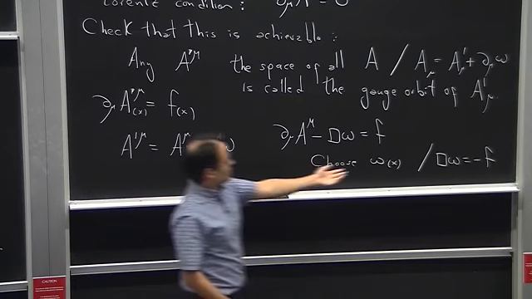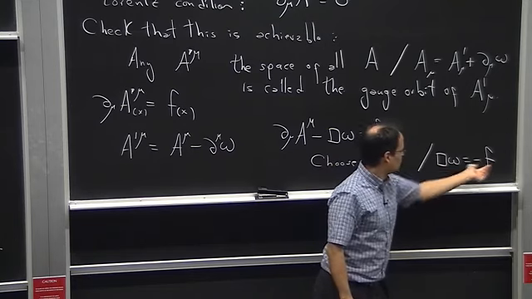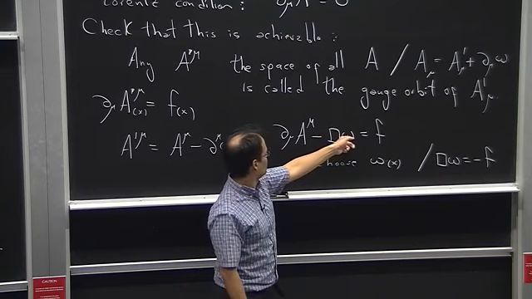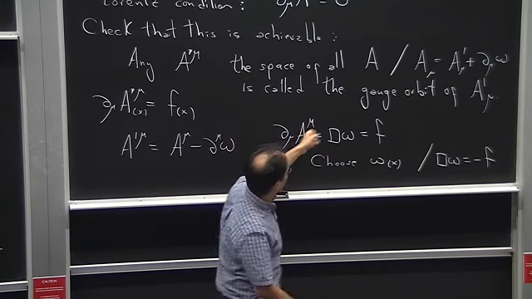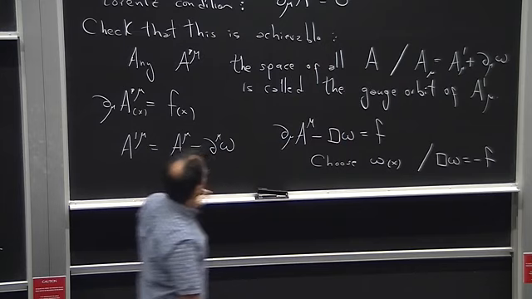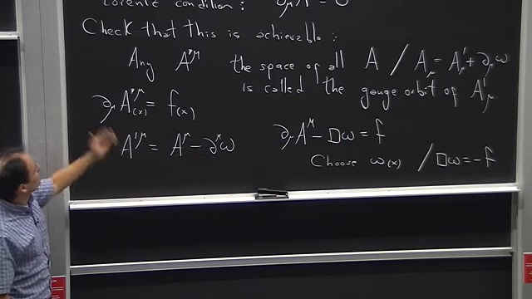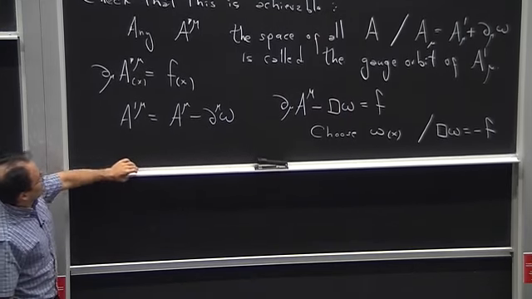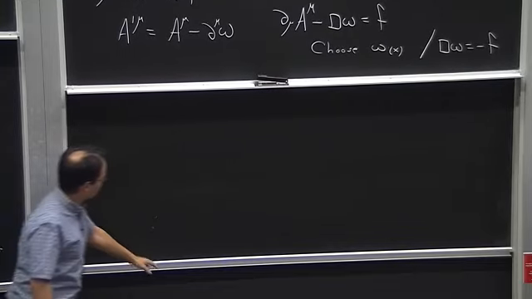And this system of equations always has solutions, and therefore we can plug it back here and find a representative in the gauge orbit that satisfies the condition. Okay? So this is a good condition. Now, is this a complete gauge fixing of the problem?